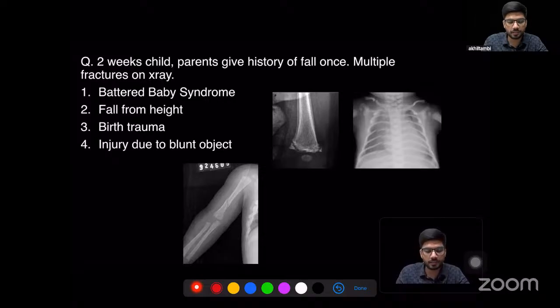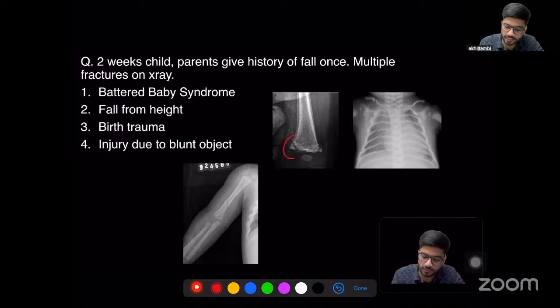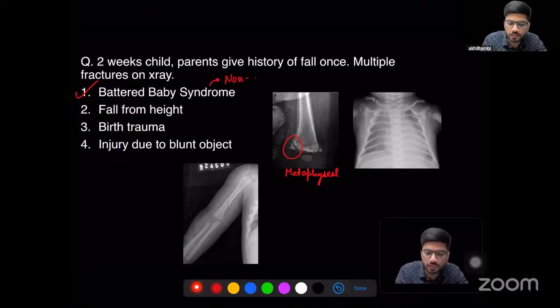In this, a 2 week old child was given, and the parents will say that the child has fallen, or the child was hit by someone else, or something like that. And there will be multiple x-rays shown to you. In the multiple x-rays, you will see the fractures that are there. This is a metaphyseal fracture, and that is classical in battered baby syndrome. Battered baby syndrome is also known as non-accidental injury. It is not accidental, it is non-accidental injury.